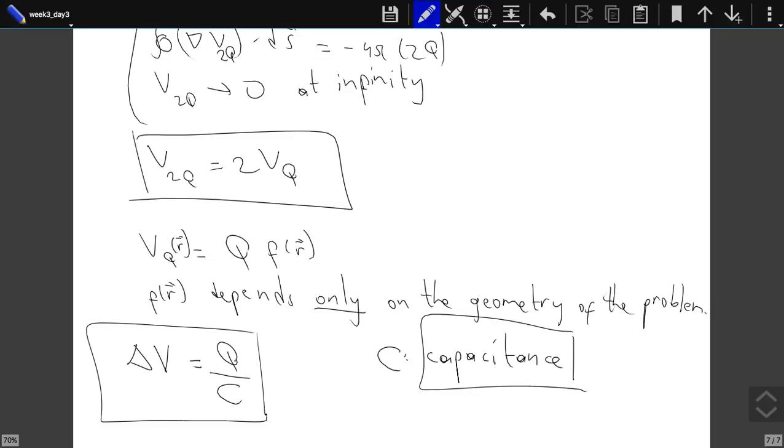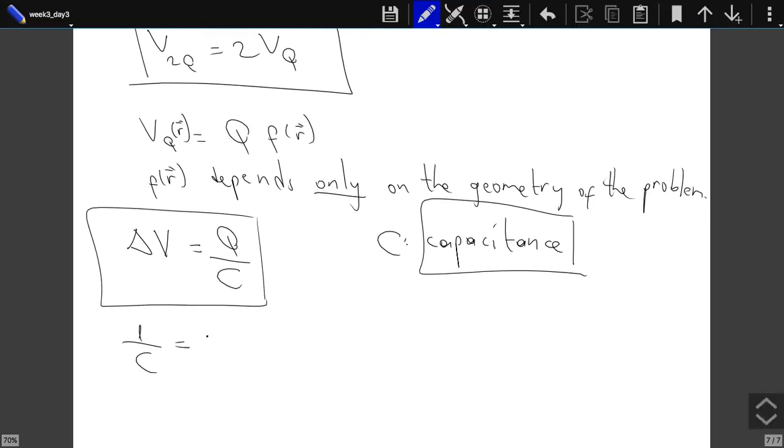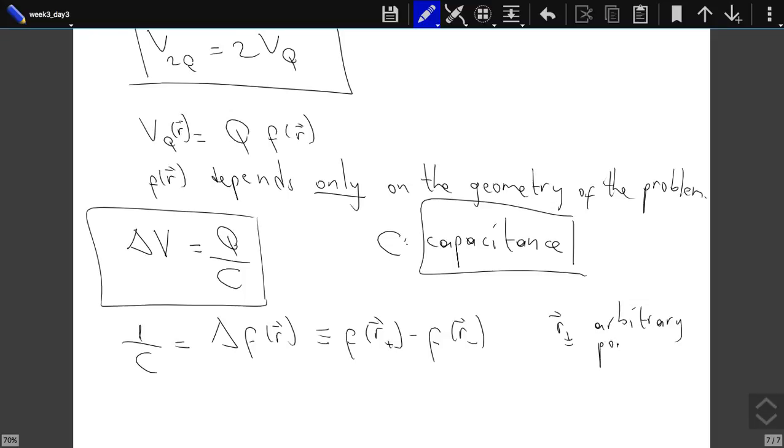So this is how we define the capacitance. Since F depends only on the geometry of the problem, the capacitance depends only on the geometry. Basically, 1 over C is nothing but delta F, which is defined as F of R plus minus F of R minus. R plus or minus are just arbitrary points on the plus or minus conductor.